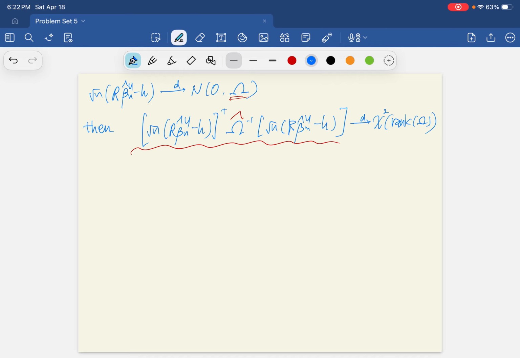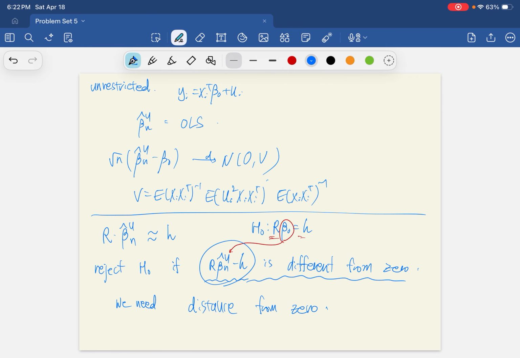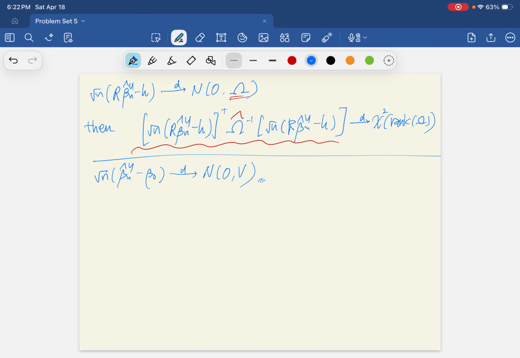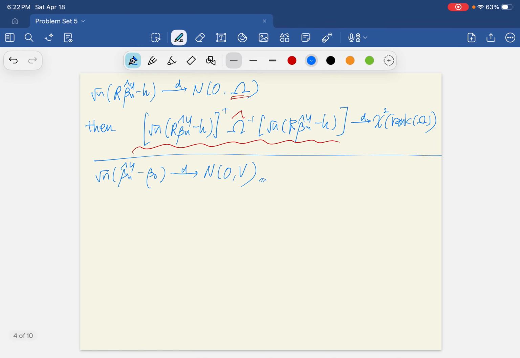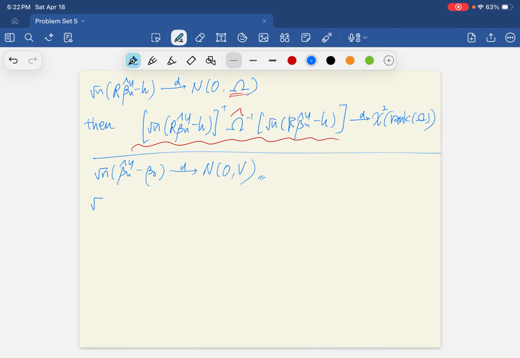Let's first find omega. Let's start from the OLS: the square root of n times OLS minus beta 0 converges to a normal distribution with mean 0 and variance V. This is true whether the null hypothesis is wrong or correct, right? This is just the OLS result, okay? But now from here, we are going to multiply by the restriction matrix.